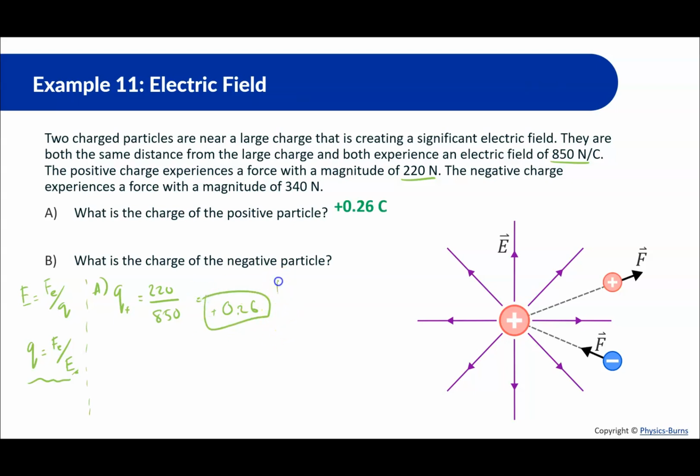All right, part B. For the negative charge, the charge is equal to the force of electricity divided by the electric field. So the force of electricity is equal to 340 divided by the electric field, which is again 850. And what is 340 divided by 850? That's going to be 0.4, negative, because it tells us it's negative.